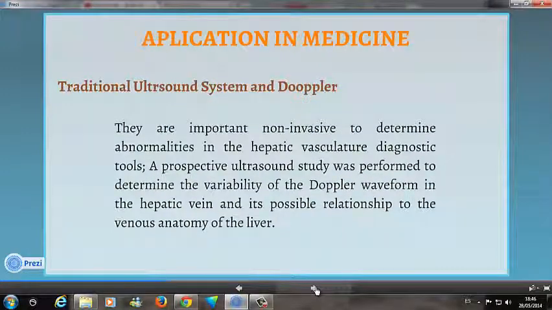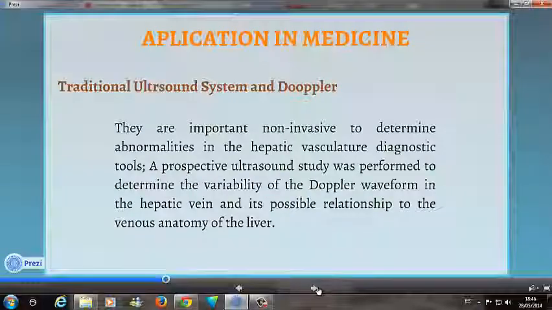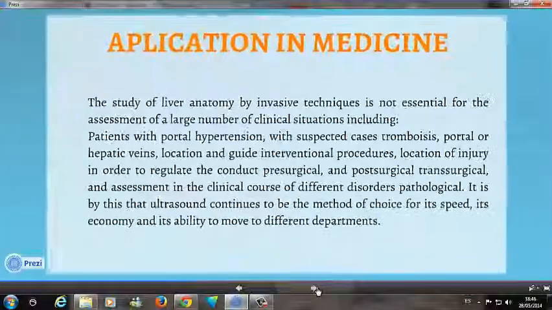Implications in medicine: traditional ultrasound and Doppler. They are important, non-invasive diagnostic tools to determine abnormalities in the hepatic vascular system. A prospective ultrasound study was performed to determine the variability of the Doppler waveform in the hepatic vein and its possible relationship to the venous anatomy of the liver.